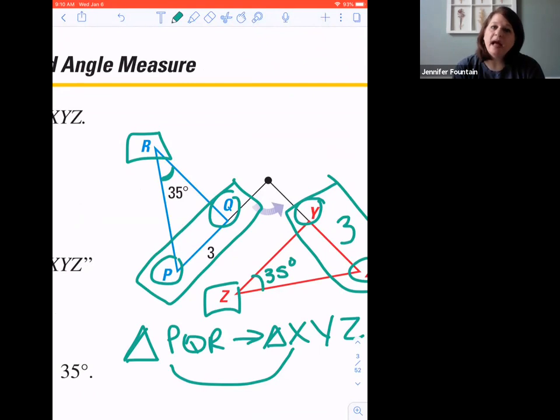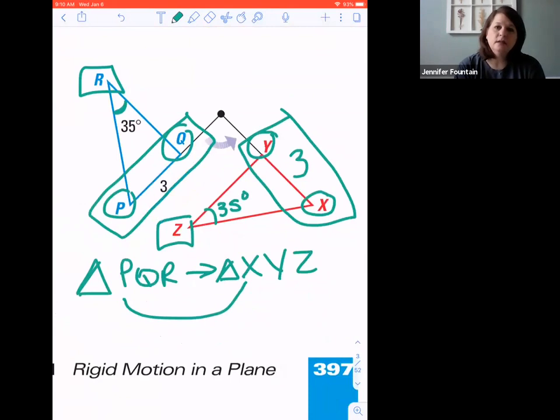Any questions about that? The main thing about looking at how my pre-image maps to my image, how that movement goes, is we've got to pay attention to those corresponding points. Making sure that my points are corresponding will help me to transfer the information from the pre-image to the image, because remember, we're talking about an isometry here. So whatever my measurements are for my pre-image, my measurements will be exactly the same for the image.